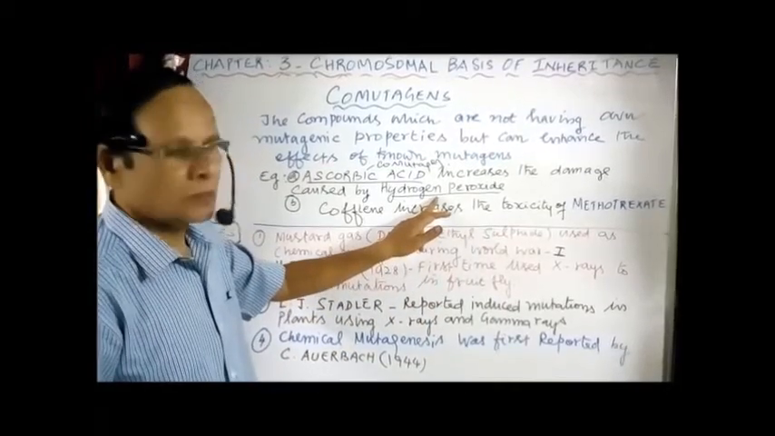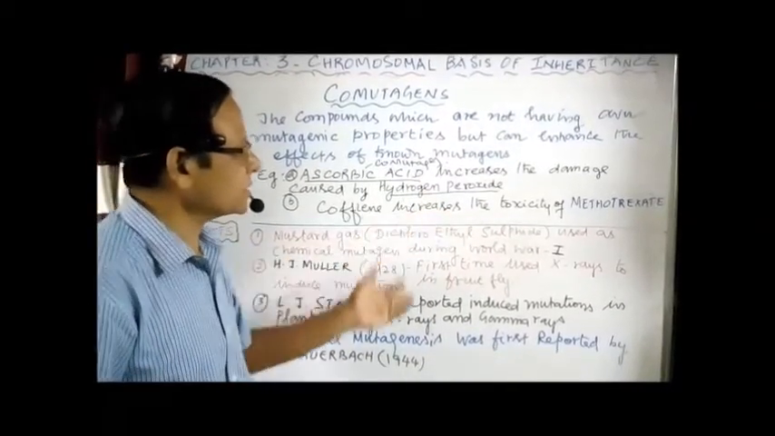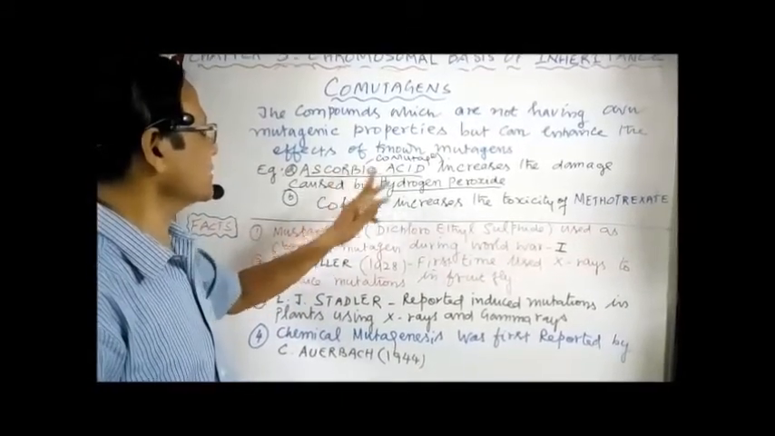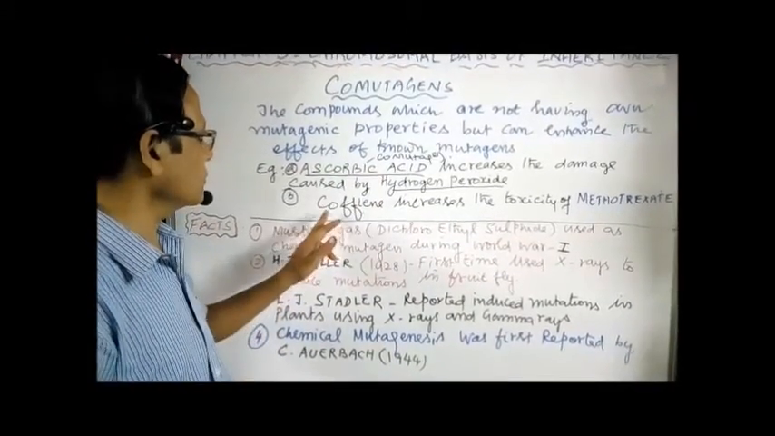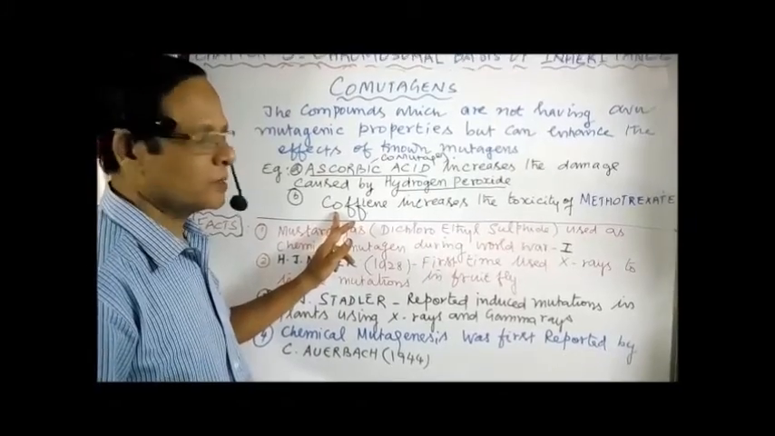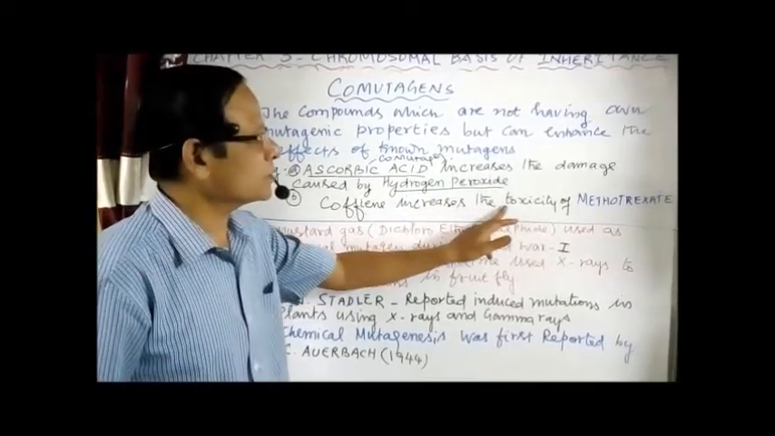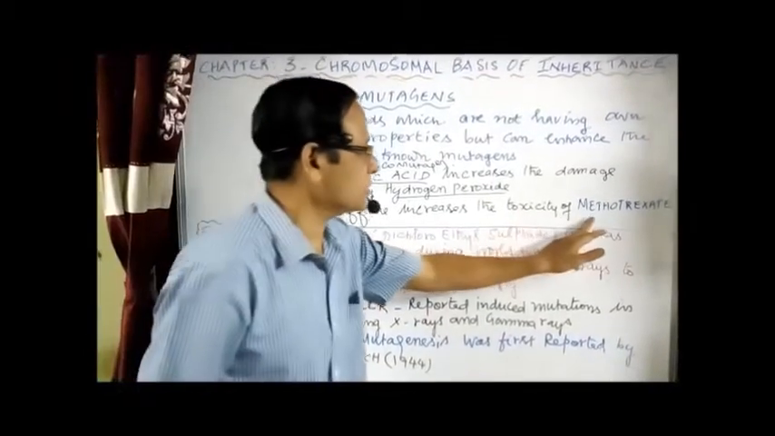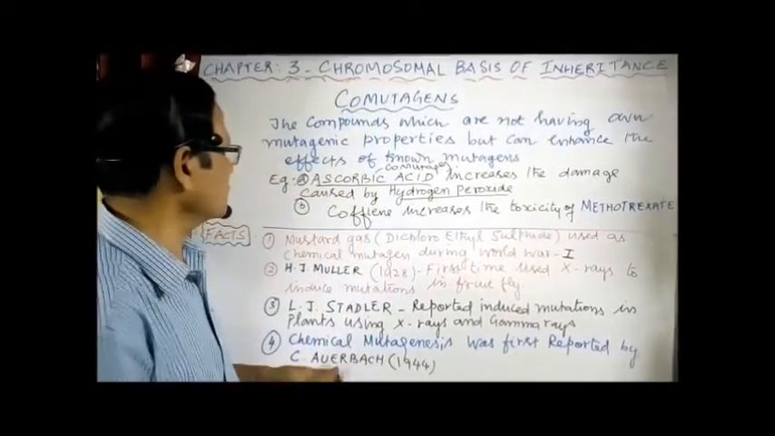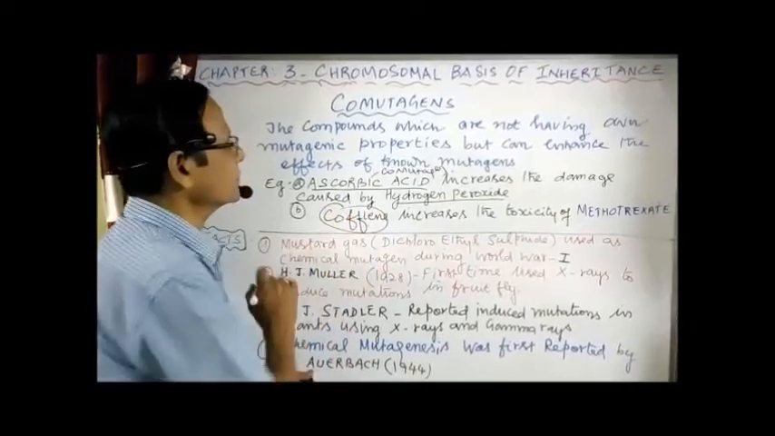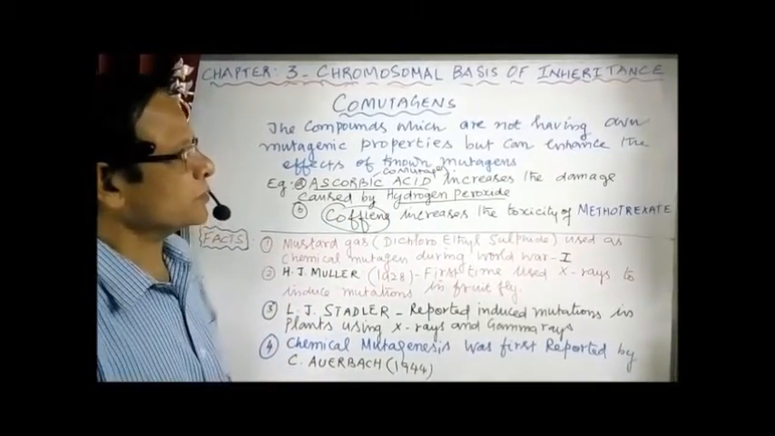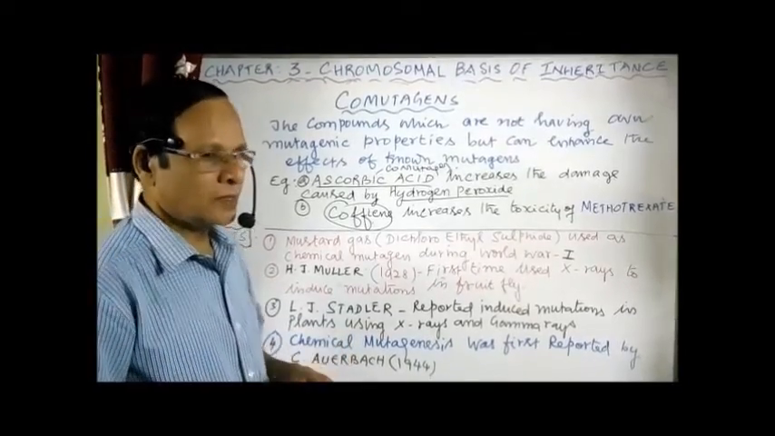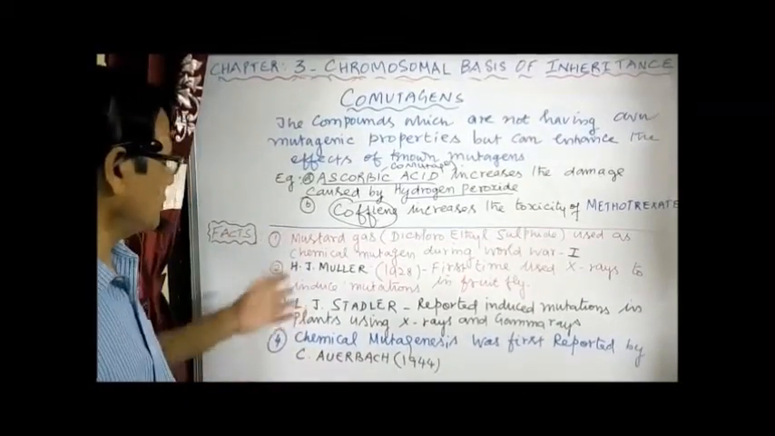This is the original mutagen, but its activity is enhanced or increased by the co-mutagen, that is ascorbic acid. Another co-mutagen is caffeine, which increases the toxicity of methotrexate. Methotrexate is a known mutagen, and this one is a co-mutagen. Caffeine increases the toxicity of methotrexate. So this is about co-mutagens. There are some facts given in the book.